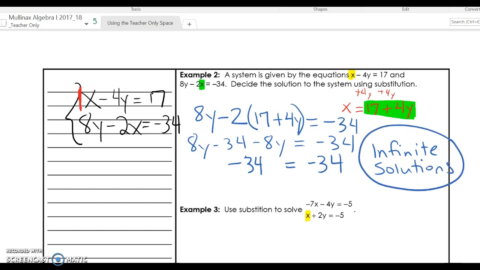All xy ordered pairs are not solutions. Just all of the points on this line are also points on this line. If we were to go back and put both of these in slope-intercept form, we would get the same slope and the same y-intercept, meaning these are coinciding lines.